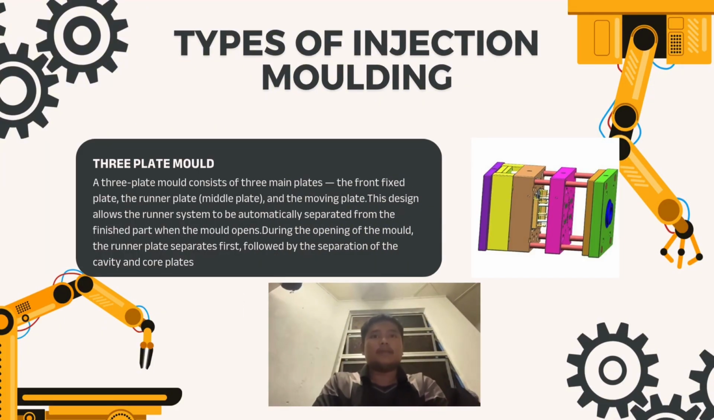Next is the three-plate mold. A three-plate mold consists of three main plates: the front fixed plate, the runner plate (middle plate), and the moving plate. This design allows the runner system to automatically separate from the finished part when the mold opens. During the opening of the mold, the runner plate separates first, followed by separation of the cavity and core plates.